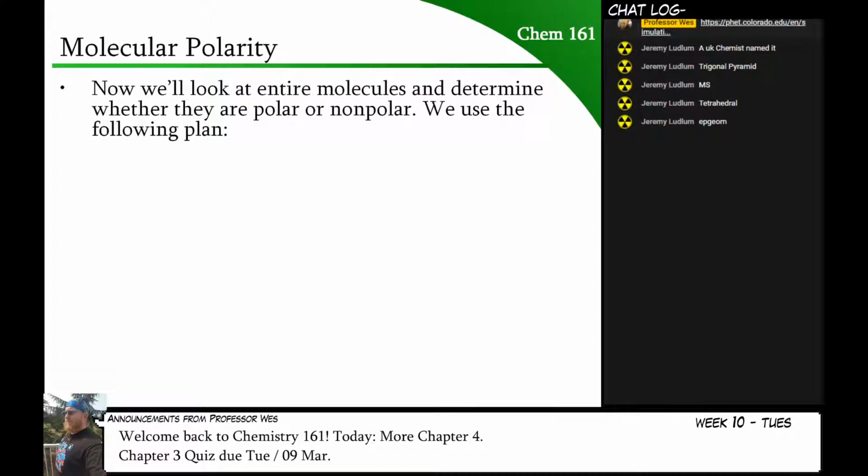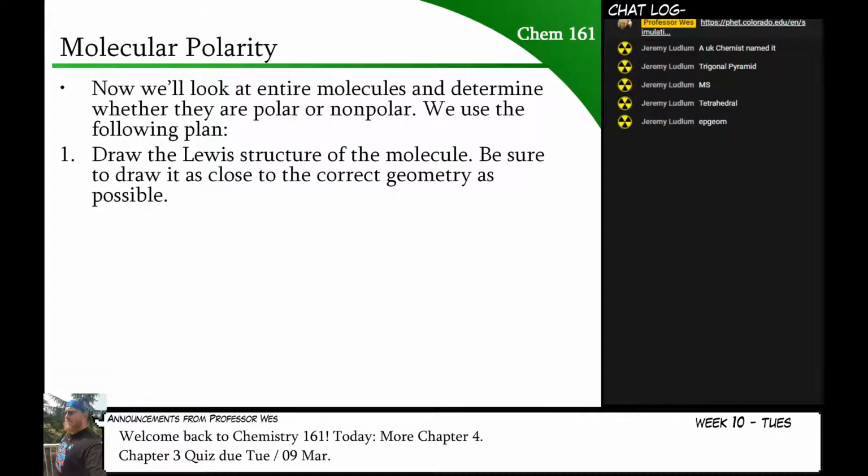All right, so now we're going to talk about polarity. Polarity is a gauge of how much electron density is moved across a bond, right? Well, we can look at an entire molecule and determine if something is polar or nonpolar based on the polarity of the bonds. And so what we're going to do is use this plan. The first thing we're going to do is draw the Lewis structure of our molecule, but we want to model it after the correct geometry. So no more of this, because this will get you the wrong answer. We want to draw everything with the correct geometry. Use your templates if you have to.